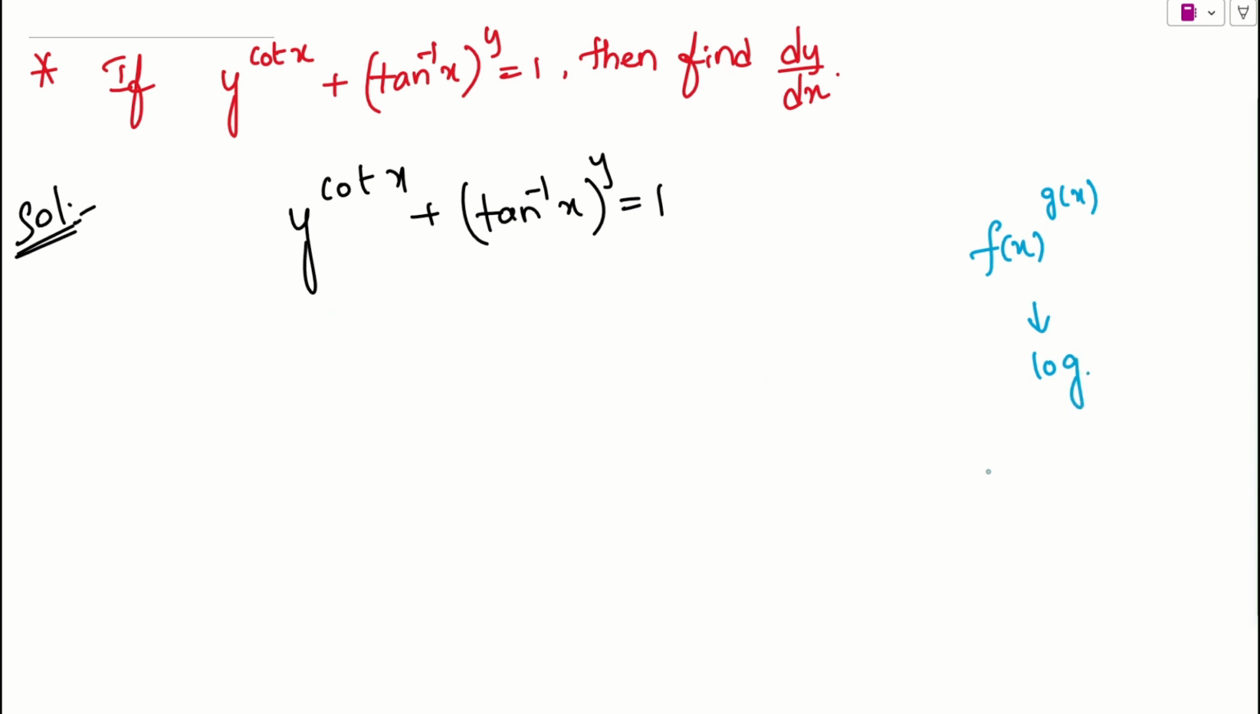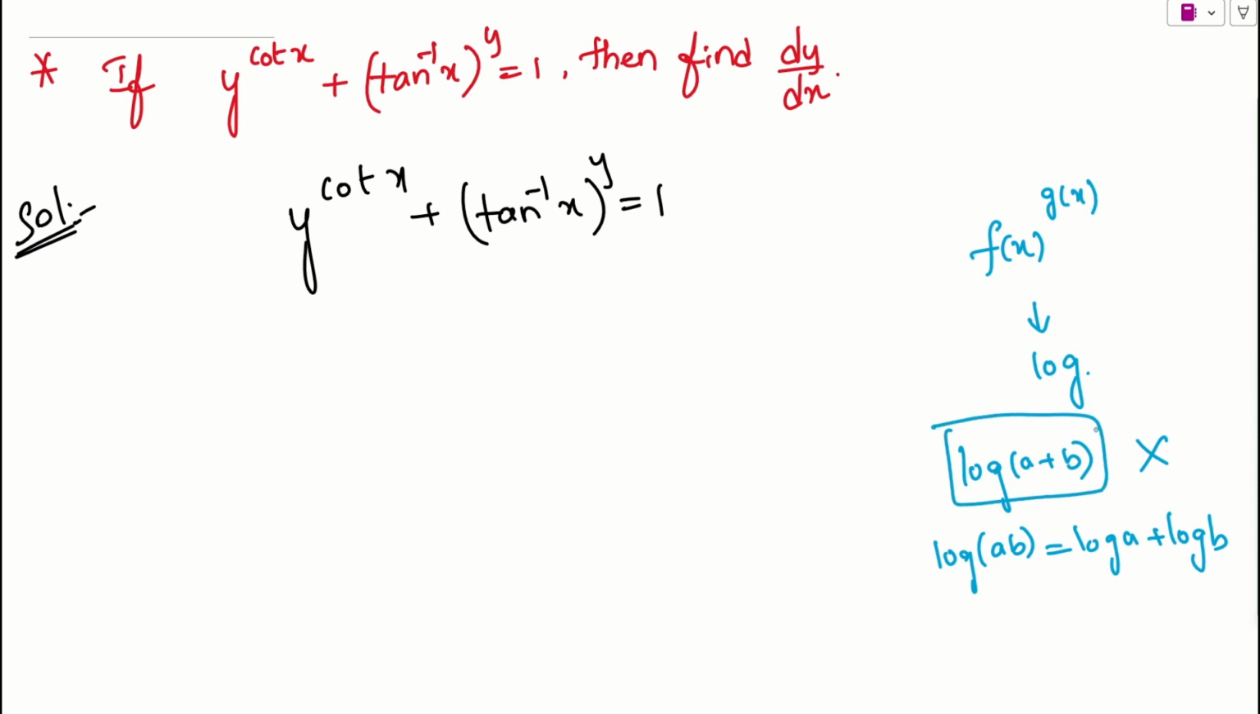If I apply log, do we have a formula for log(a+b)? No, we don't have any formula. You may ask me, ma'am, we have. No, that is different. Log(ab) is nothing but log a plus log b. But I am asking for log(a+b). This we don't have. Is it okay? So we are not able to solve this directly if I take a log.